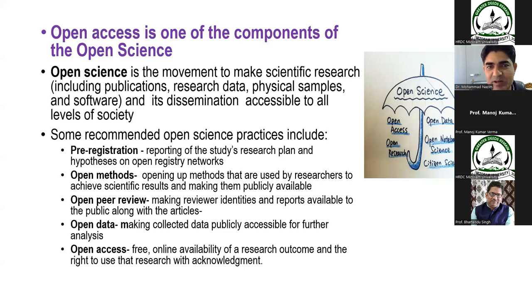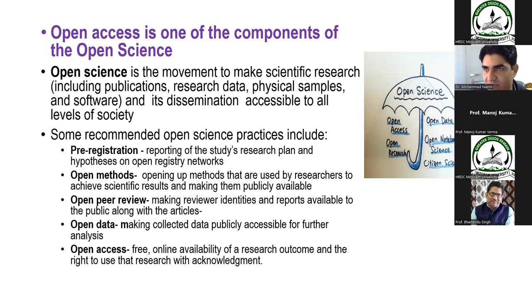Open access is one of the components of open science that we need to understand, because it is one of the aspects of open science. Open science is an umbrella term which includes different aspects of the open access movement. Open science is the movement to make scientific research, including publications, research data, physical samples, and software, and its dissemination accessible to all levels of society. So open science is a broader term, and open access is one of its aspects.